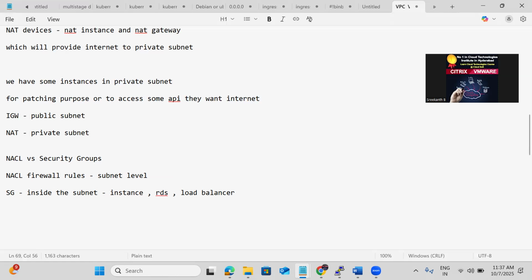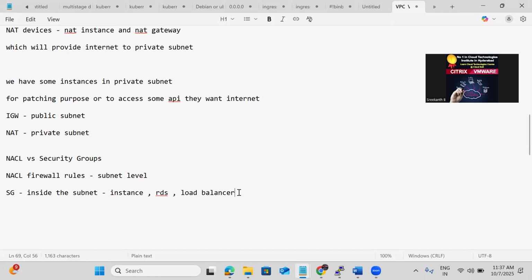Outside, the external firewall rules are NACL. Internal firewall rules are called security groups. This is the basic difference, but we have more differences as well, so those we'll discuss.